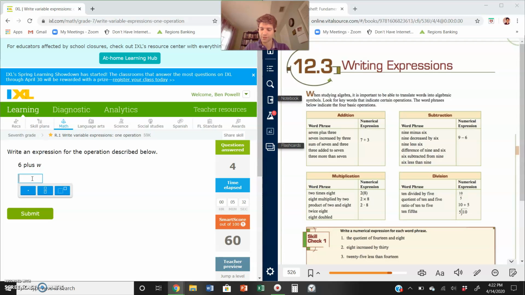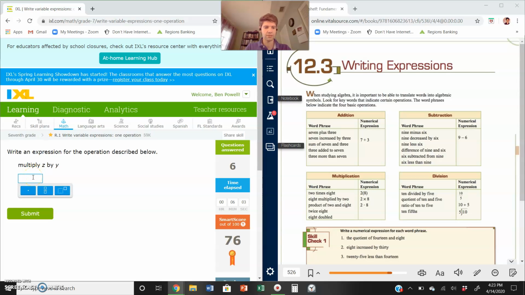6 plus W. So 6, I found my plus sign on the keyboard. We're good to go. Raise u to the 8th power. Now, what are we doing with raising a power to a power? This is exponents. So here we have u and then raise to the 8th power. The power always goes above.